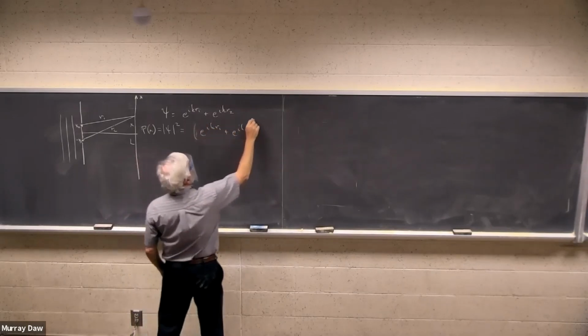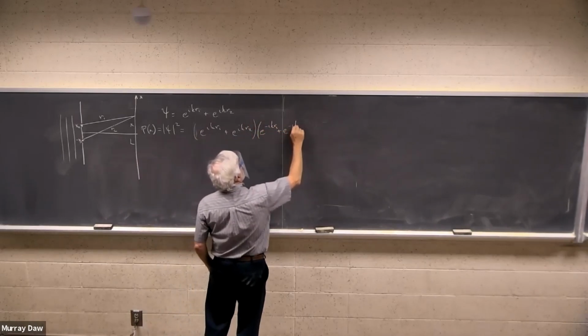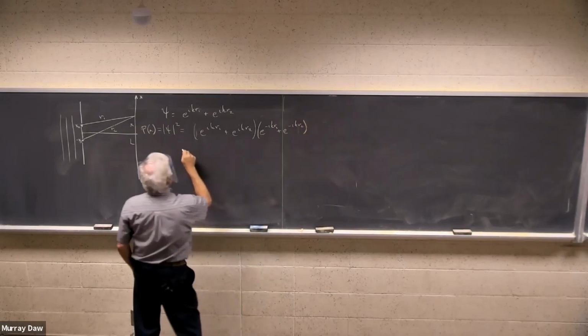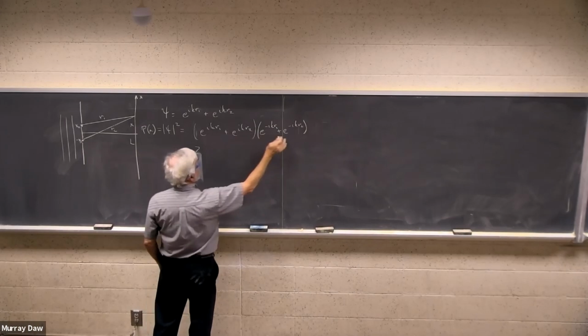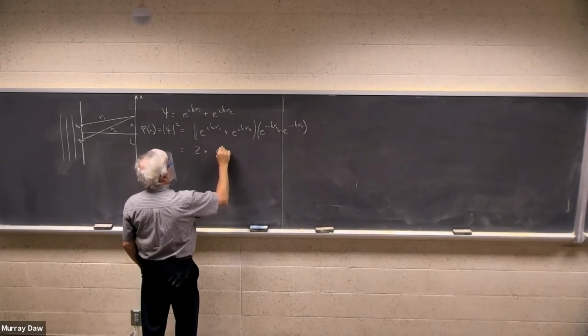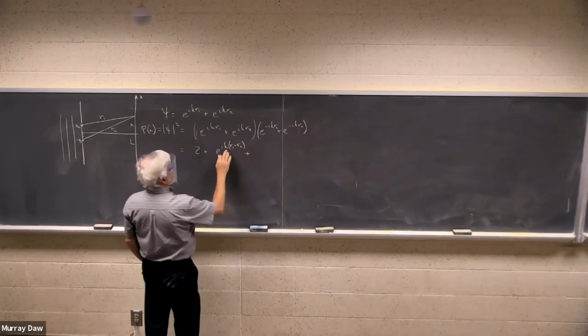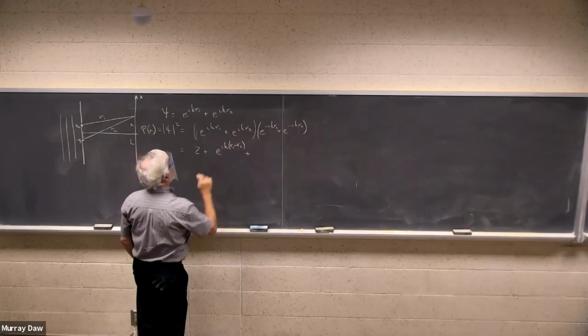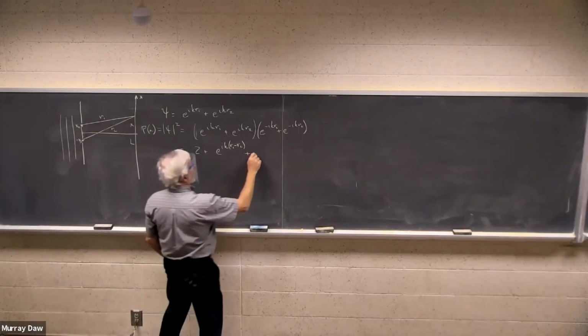Multiply this by its complex conjugate. And then immediately you see there are two terms. This one times its complex conjugate gives one. This one times it gives another one. And then we get this term, which talks about the path difference, the difference in the path lengths between these two, and its complex conjugate.